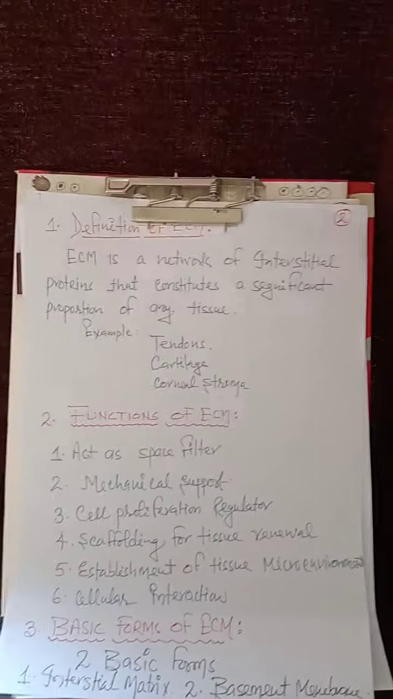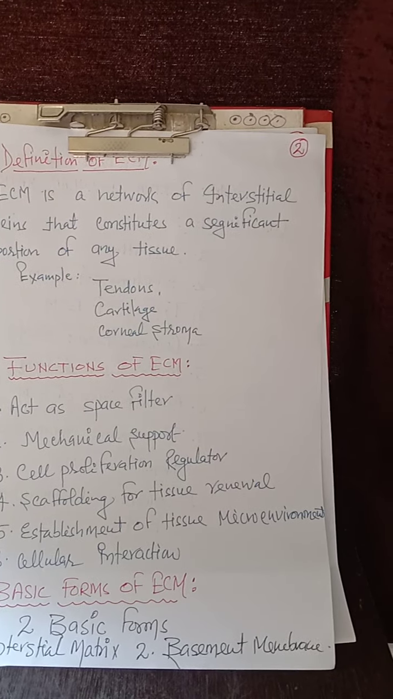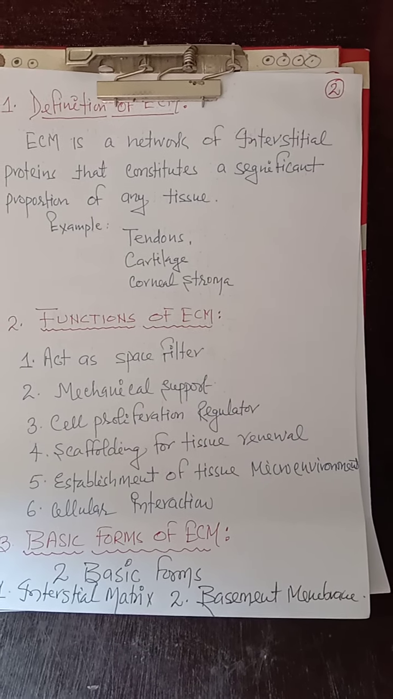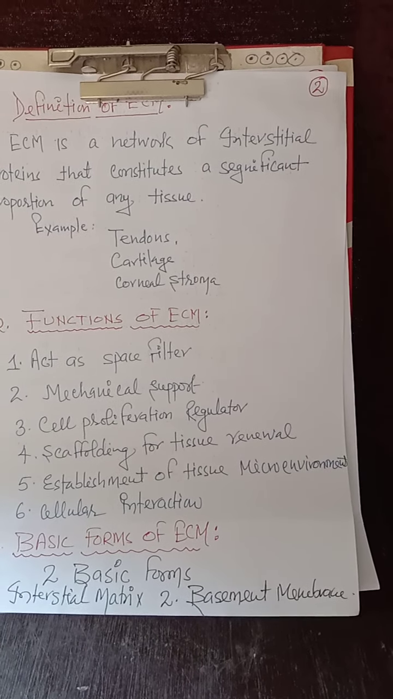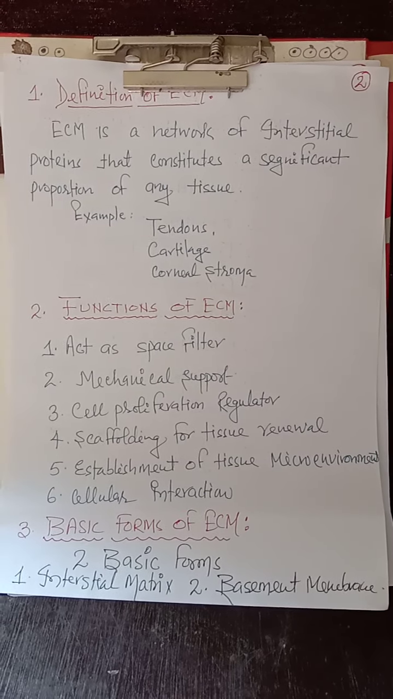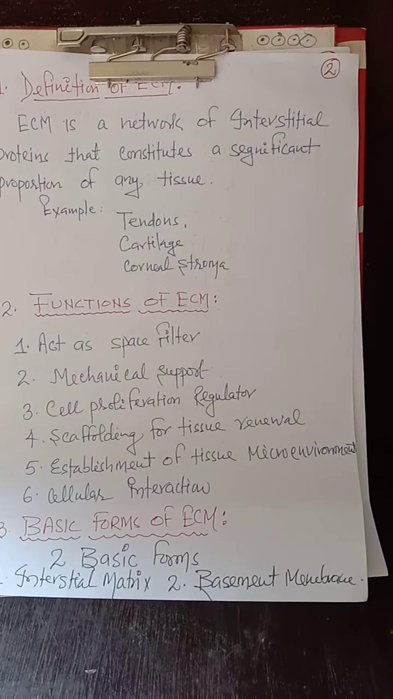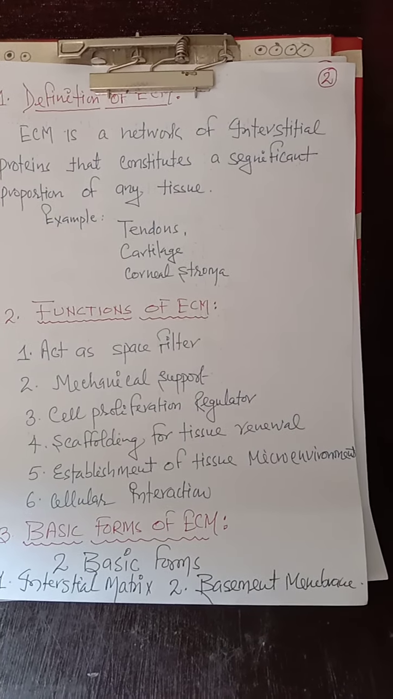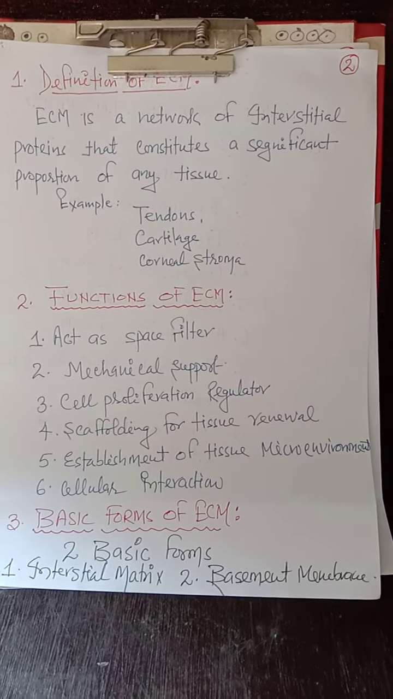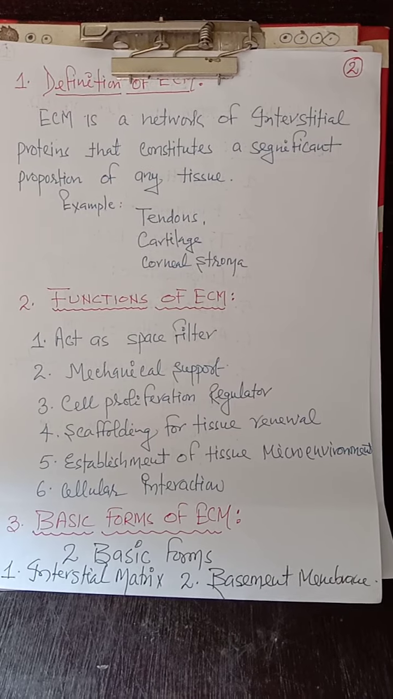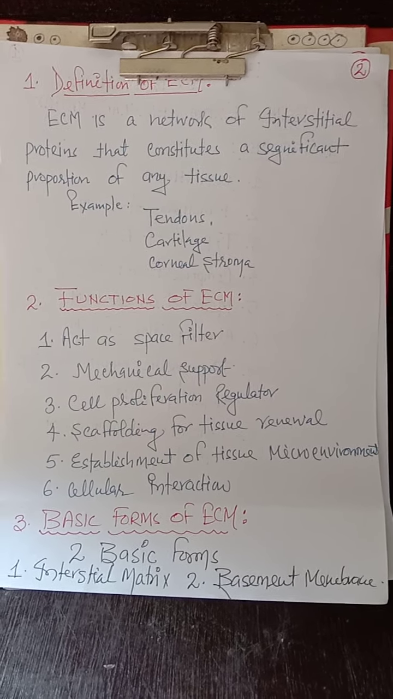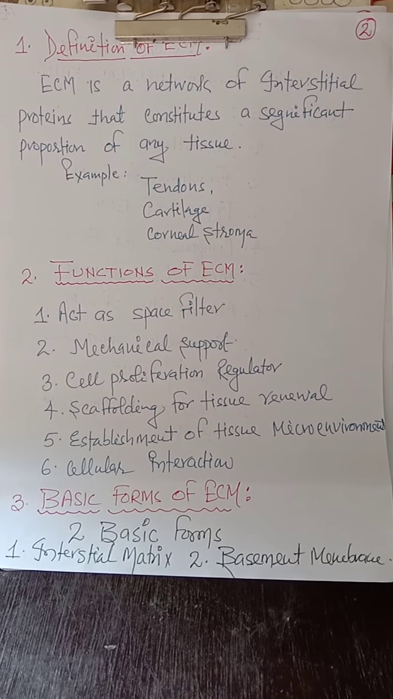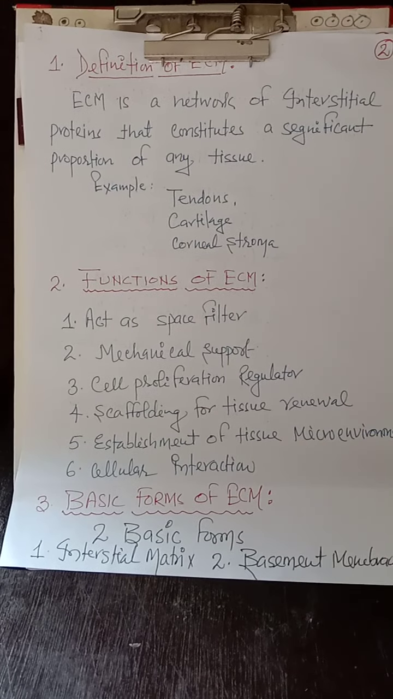So one term is here: interstitial proteins. What type of proteins? Interstitial proteins. The spaces present between the cells are referred to as interstitial space, and the networking of the proteins present in the interstitial space is responsible for constituting the extracellular matrix. A few important examples are tendons, cartilages, corneal stroma, etc. Now, after definition, we have to see the functions of ECM.